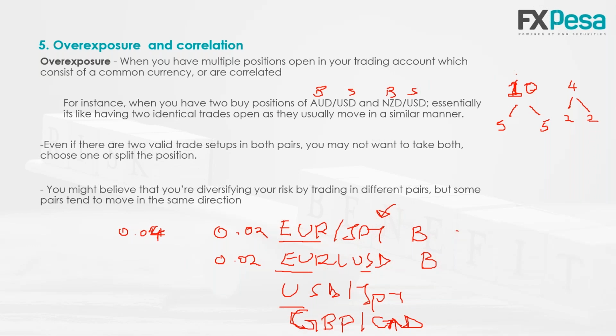So try to diversify. You have a euro USD, go take a completely different pair. So if euro JPY and euro USD is giving you a nice trade, choose one. Or if you still want to trade on all of them, then distribute your positions. All right, that's number one. So overexposure.